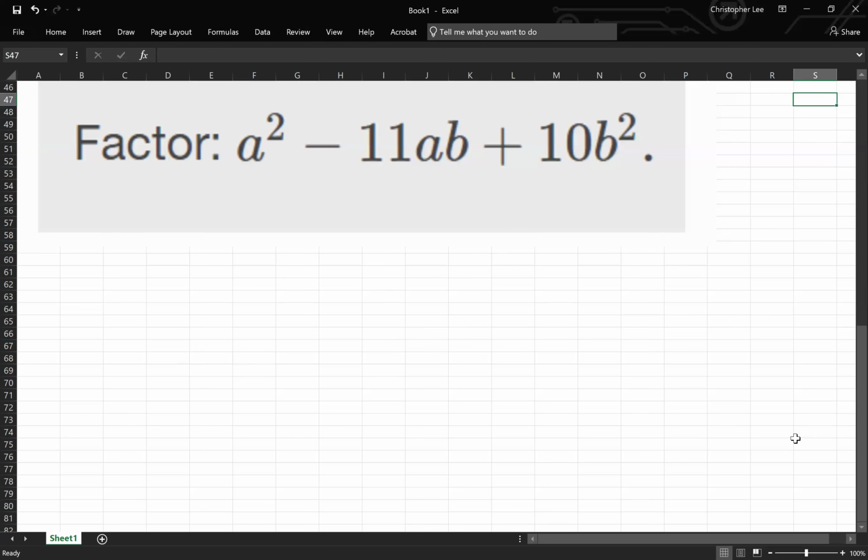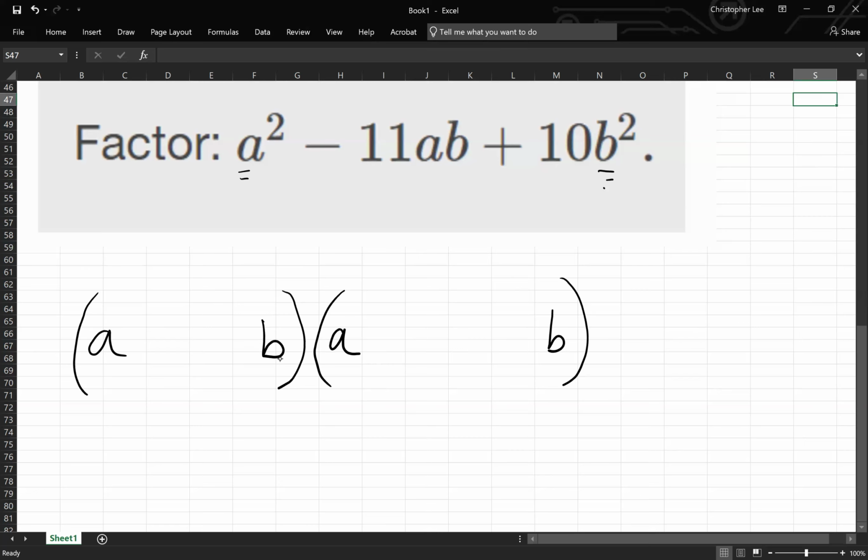Everybody good? All right, let's try this out, right? So again, this is going to be two binomial terms being multiplied together to get this quadratic term. I have a squared here, so that means it's going to be an a here and an a here. I have b squared over here, so there's going to be a b here and a b here. Simple, right? Now, I have to figure out the numbers that are going to go inside these.